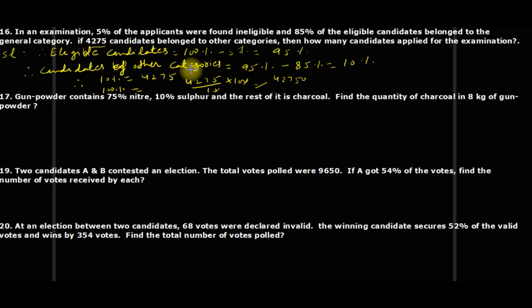Okay, 5% of this were found ineligible. So out of this total we will sort out the ineligible. Therefore ineligible candidates 5% of 42750. 5 upon 100 multiplied by 42750.